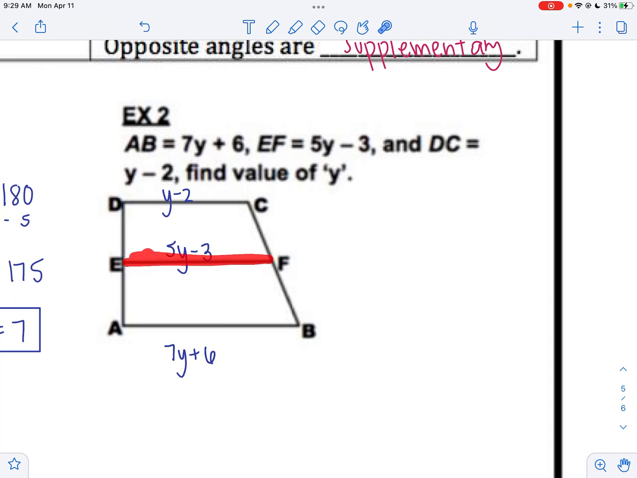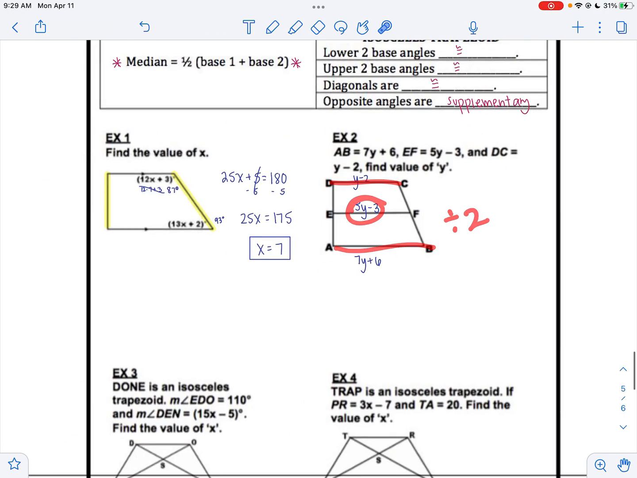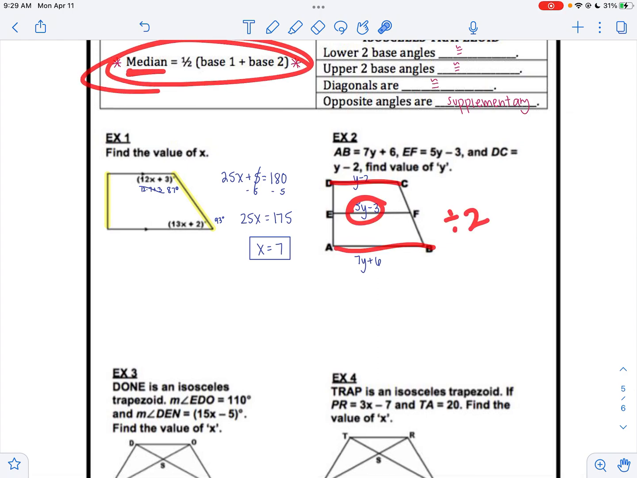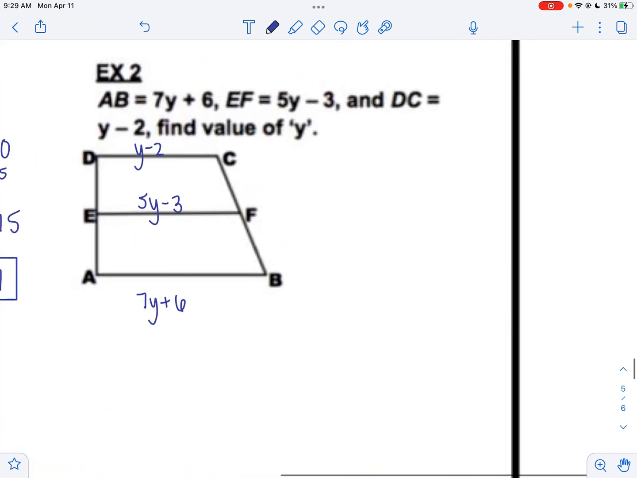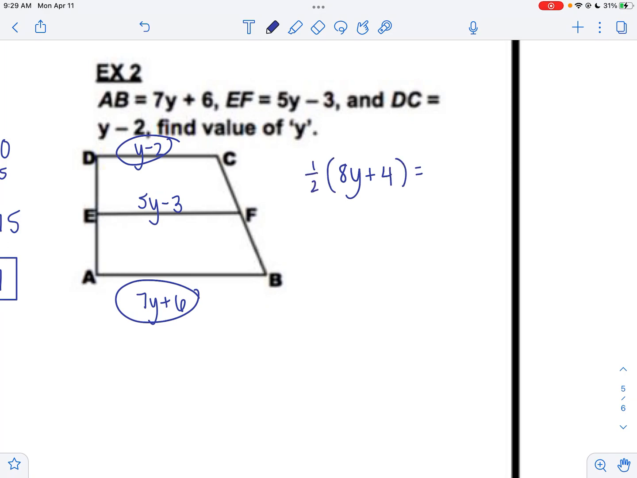Now, this right here is called a median, or I call them mid-segments of a trapezoid. To figure out the middle of this trapezoid, I'm going to add the bases and divide by 2. That's what this formula says right here. To find the median, I'm going to add the bases and then half it. So I'm going to add my bases, combine like terms. I end up with 8y plus 6 minus 2 is 4. I'm going to half that, and that's going to equal the middle part, which is 5y minus 3.